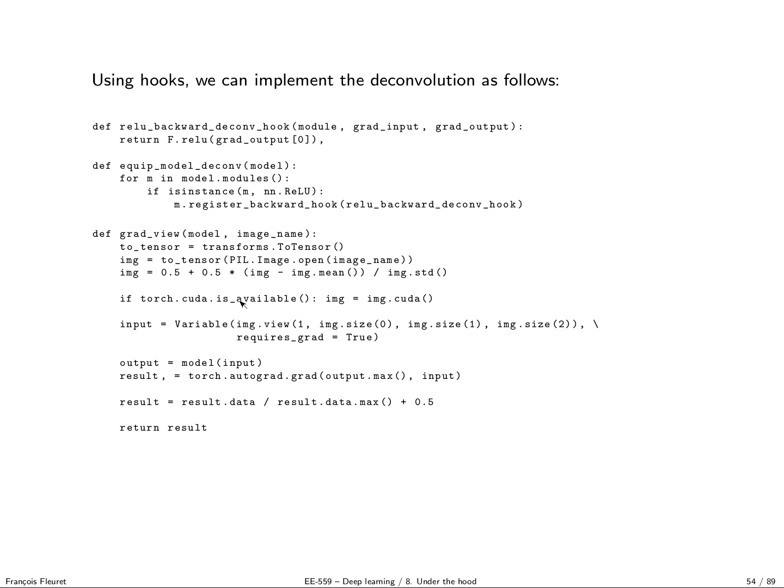If I have CUDA, I move my input tensor to CUDA. Then I build a variable which is a single batch. I keep the number of channels, heights and widths unchanged. I also state that I will need the gradient with respect to this tensor. And then I move through my model.